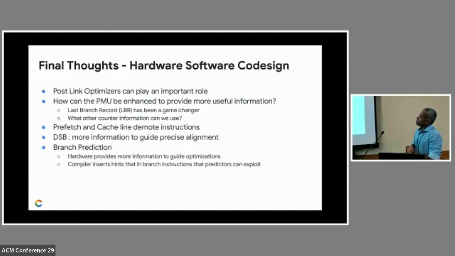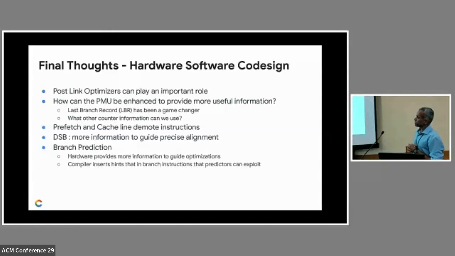So I want to conclude with these final thoughts on hardware-software co-design, where I feel like post-link optimizers can play a very, very important role. For example, last branch record in the performance monitoring unit has been a significant game changer for the way we do profiling. And what other counter information we can use is an open-ended problem. Prefetch and cache line demote instructions can be very useful to improve the iCache utilization. And things like this in the hardware can greatly enhance the power of post-link optimizers.